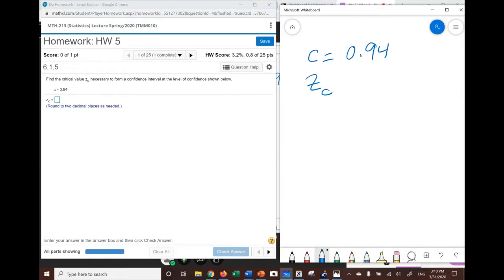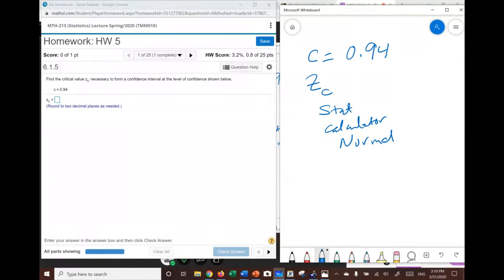We mentioned in previous videos that to find the Z critical, we can use StatCrunch. And to use StatCrunch, we need to follow these steps: Stat, Calculators, Normal. Then after that, we continue and complete the steps. I'm going to show you how we do that here.